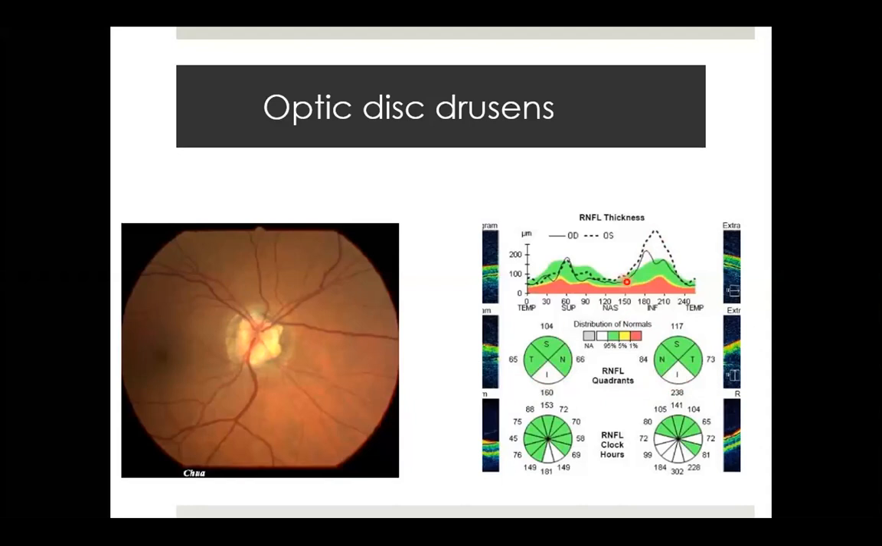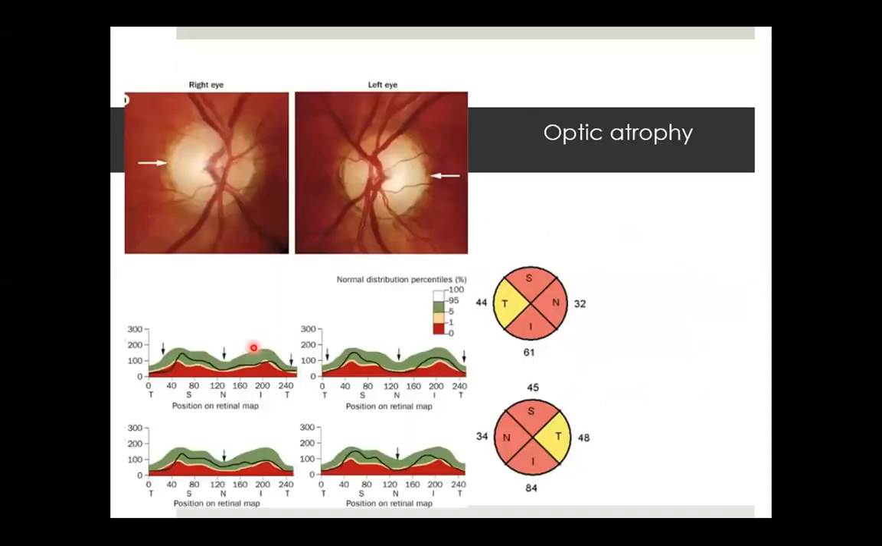And this means it's way above even the normal database. This is because of the thickness attributed to the optic disc drusen. In this case, it was bilateral. In optic atrophy, all sectors will be completely red because of the nerve fiber layer loss. And this is the printout you're going to get in optic atrophy.